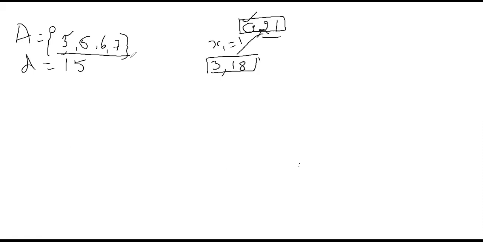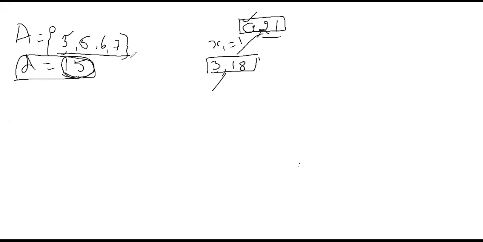Correct? So 21 minus 3 is 18. So this implies what? x1 is 1 if we have selected the first element. Correct? So now what? See, 3 is less than 15, so I can add some more elements. And one more thing you should remember: the sum should always be exactly equal to 15. It should not be less than 15 either. That is also not accepted. That you should remember. Okay.